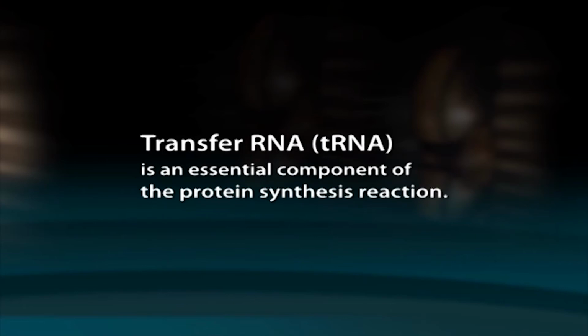Transfer RNA or tRNA is an essential component of the protein synthesis reaction. After rRNA, the second most common RNA in the cell is transfer RNA or tRNA. It constitutes about 10 to 20% of the total RNA of the cell. It is also called soluble RNA because it is too small to be precipitated by ultracentrifugation at 100,000 g. It has a molecular weight of about 25,000 to 30,000 and the sedimentation coefficient of a mature eukaryotic tRNA is 3.8 S. Transfer RNA is synthesized in the nucleus on a DNA template.